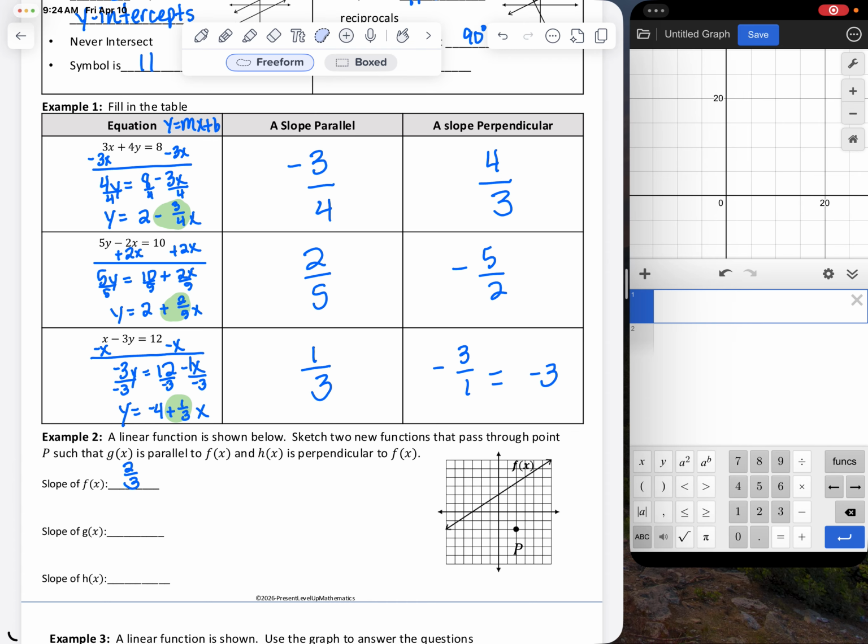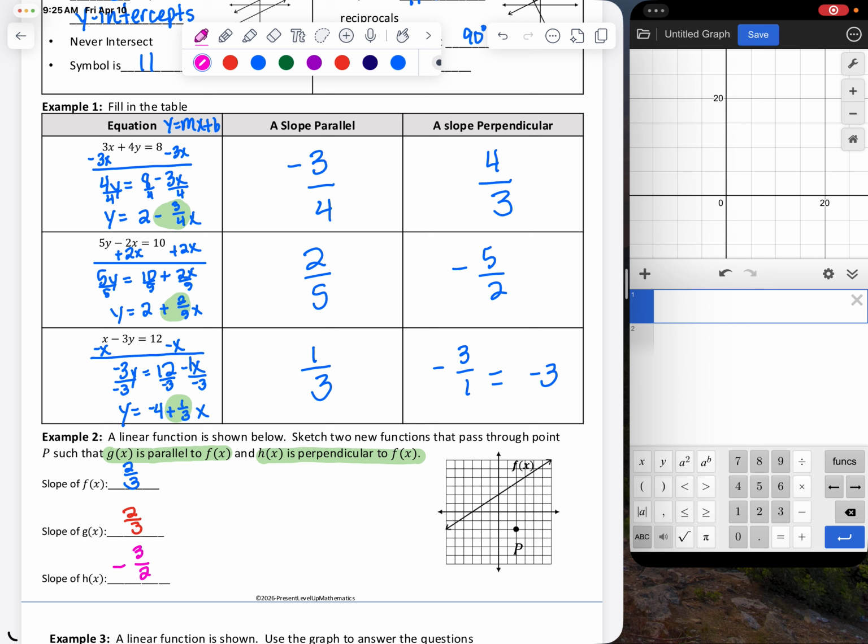If our original slope is 2/3, let's see what they told us about g of x. G of x is parallel to f of x, so that means g of x, because it's parallel, must also have a slope of 2/3. Now, it told me h of x is perpendicular to f of x. So for h of x, the opposite of a positive is a negative, and the reciprocal of 2/3 is 3/2.